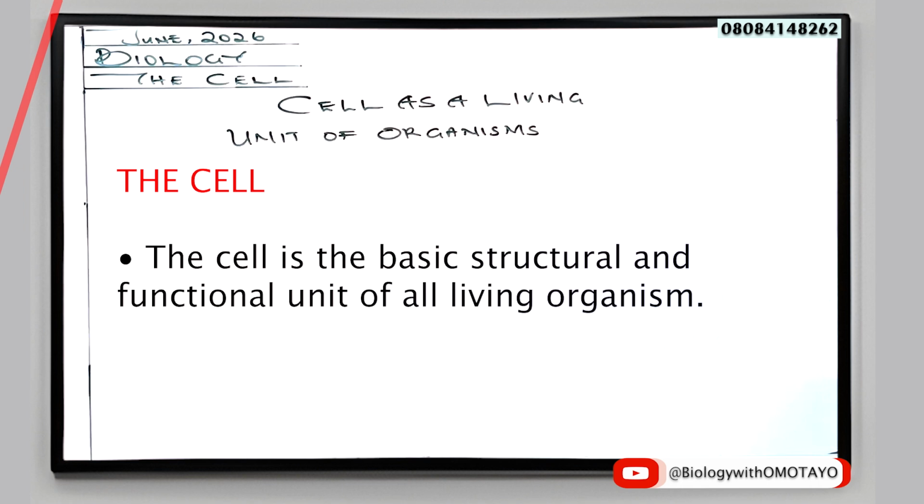However, when you look at the topic here, we are equally having living units of organisms. That is to say, this word living must equally be defined. What does it mean for a thing to be living? When do we come to conclusion that a thing is living? Aside from the common characteristics of living things that we know, what else are we to look out for to be able to draw a conclusion that a thing is living?